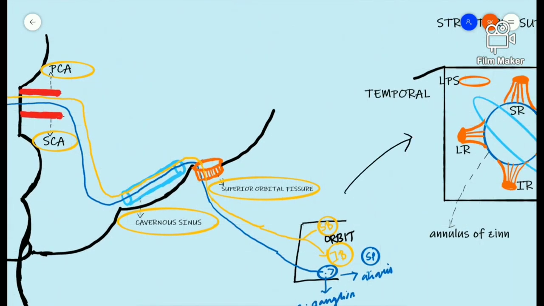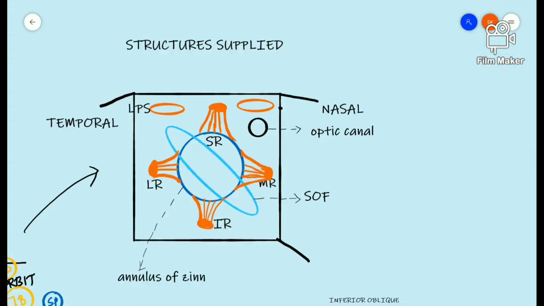Now let's discuss the structures supplied by the third cranial nerve. The figure shows the posterior wall of orbital cavity. In this figure, light blue ring denotes superior orbital fissure, and the dark blue ring represents the annulus of Zinn, which is also called the common tendinous ring. The portion of the superior orbital fissure within the annulus of Zinn has the superior and inferior branches of oculomotor nerve.